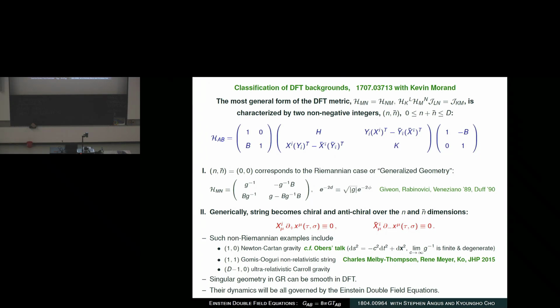One intuitive way to see that the 1,0 corresponds to the non-relativistic limit is if we consider the flat Minkowskian metric with the explicit appearance of the speed of light. If you take the large c limit, of course the metric blows up, it's singular, but the inverse of the metric, which should appear here, now remains finite but degenerate as 1,0. So in this way, singular geometry in GR can be smooth in double field theory. And their dynamics will all be governed by the Einstein double field equations.